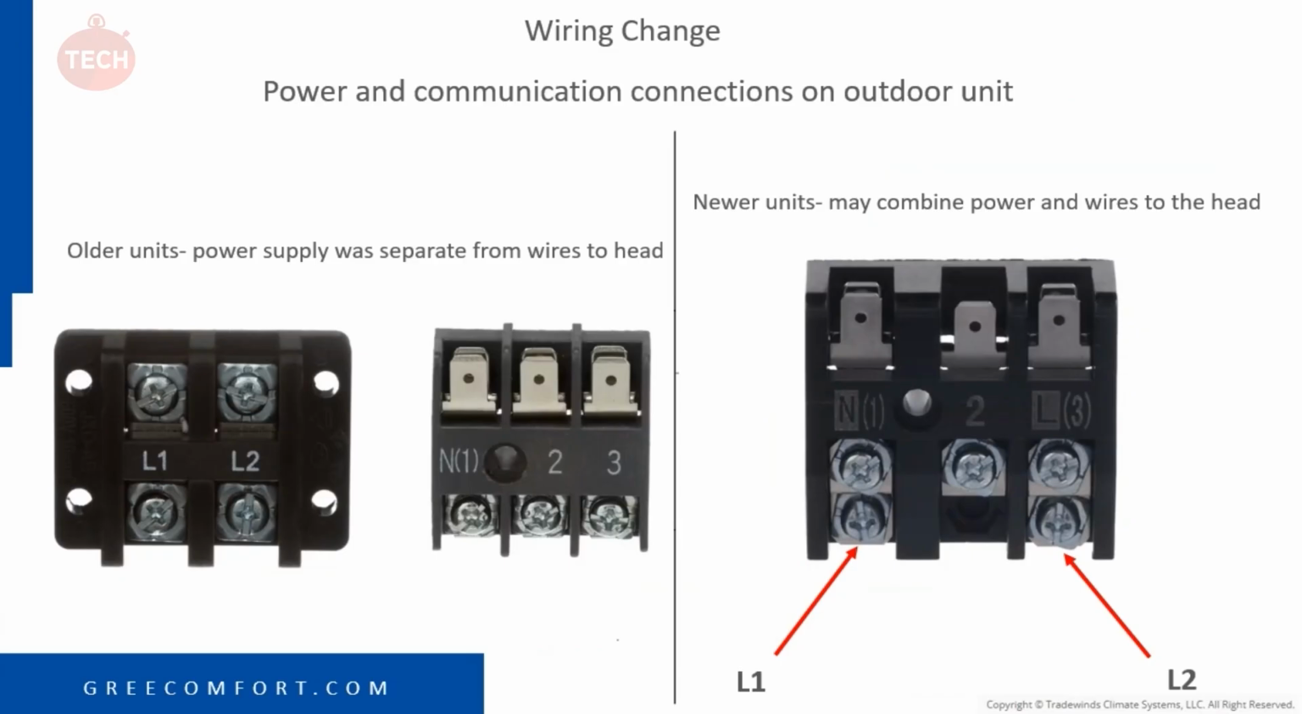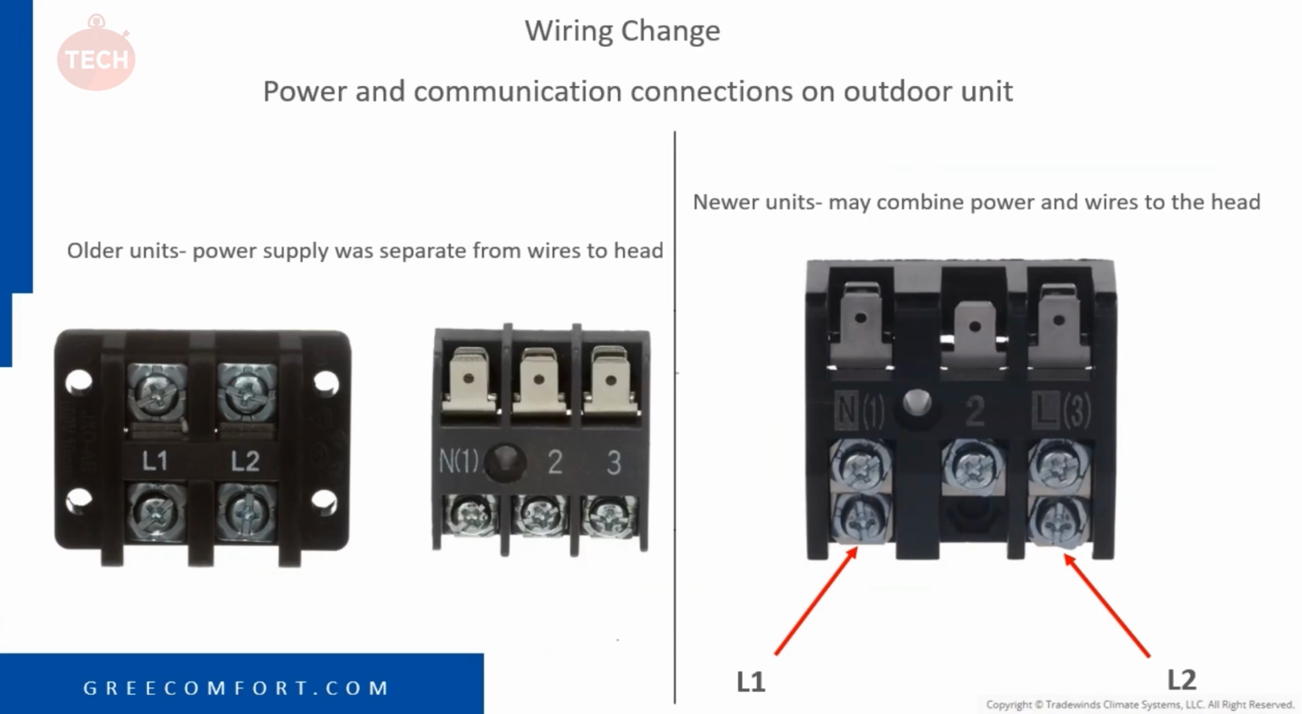So L1 and L2 are actually coming in on the bottom, next to N and L. That's why they have it labeled N and L, 1, 2, and 3. So 1, 2, and 3 goes to your indoor head, but L1 and L2 actually go to the bottom there where I have those red arrows going to. So we get that call often.